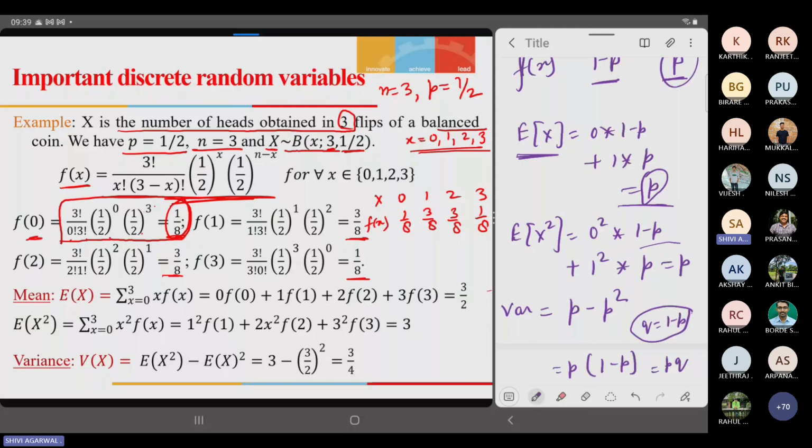Yes, correct. 3 factorial, 1 factorial, it is 2 factorial. Correct. Thank you. I will change it. And in the f(2), it is 2 factorial and 1 factorial. Correct. Thank you, Mr. Malay. Thank you, Mr. Mahindra.